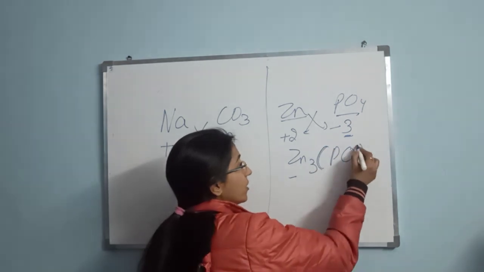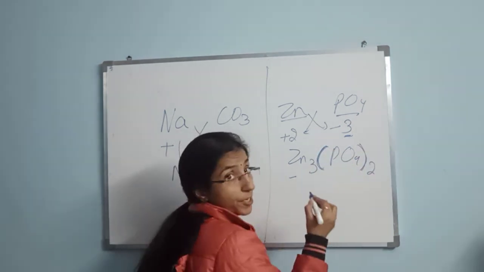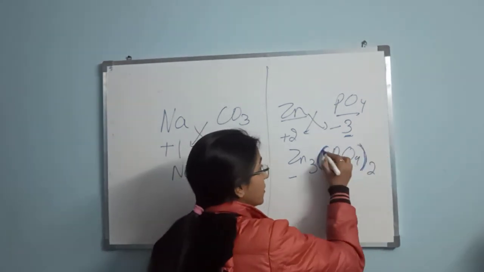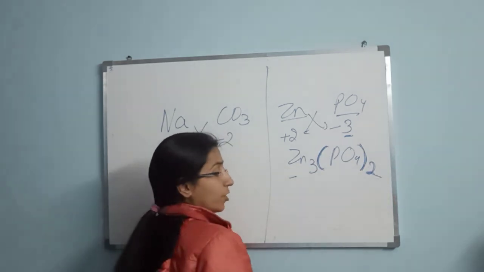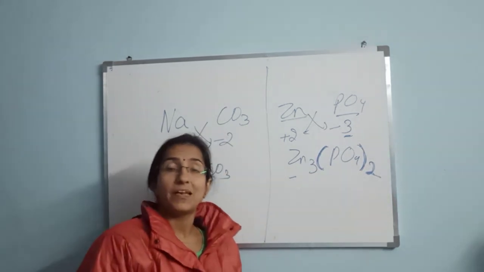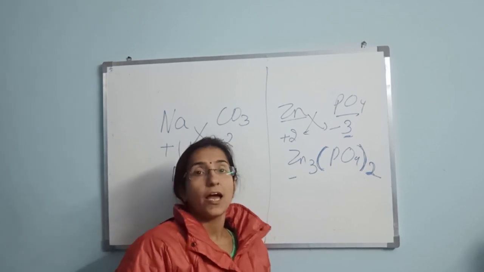So I have made the formula with phosphate in a bracket because it's a polyatomic ion.